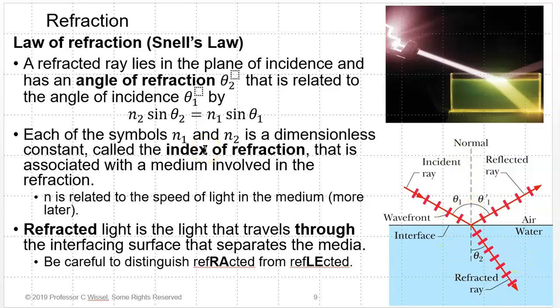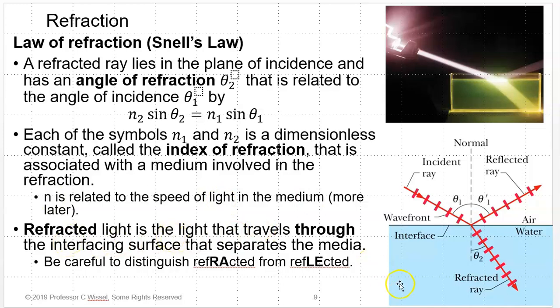What are N1 and N2? They're dimensionless constants called the index of refraction. This is associated with the medium involved in the refraction and also the wavelength of the light, and is directly related to the speed of light in the medium. We'll talk more about what the exact relationship is. Now, N is always greater than or equal to 1. We'll say that again, too.